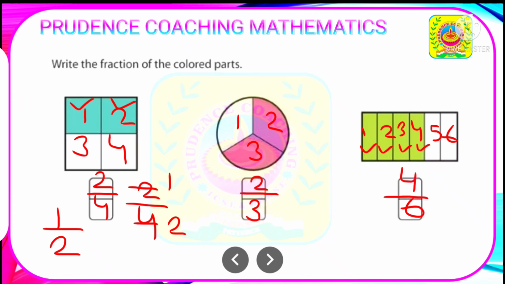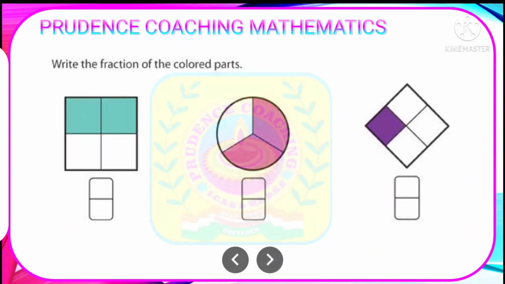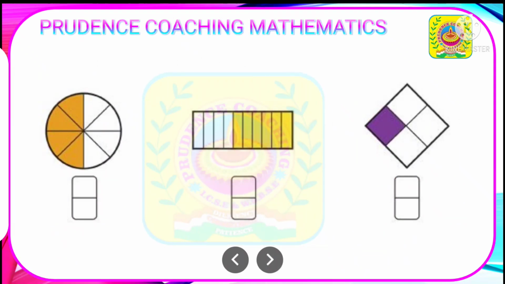As you can see, both 4 and 6 can be cancelled out by 2, or it is divisible by 2. So let us divide it by 2. We will get 2 2s are 4 and 2 3s are 6. So our answer will be 2 by 3 here. Now let us move on to the next one. As you can see, here also we have a circle.